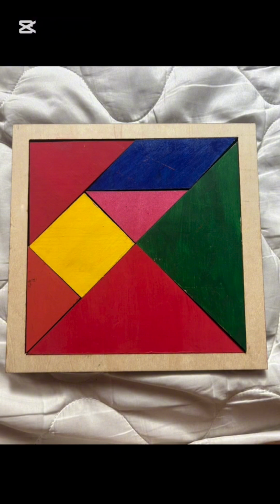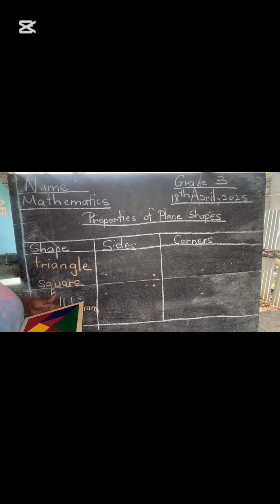Now our learning objectives: by the end of this lesson, pupils will be able to identify basic 2D shapes, for example, triangles, squares, and parallelogram. Describe properties such as number of sides and corners, or vertices as we may know it, and types of angles. Compare and classify shapes based on their properties.